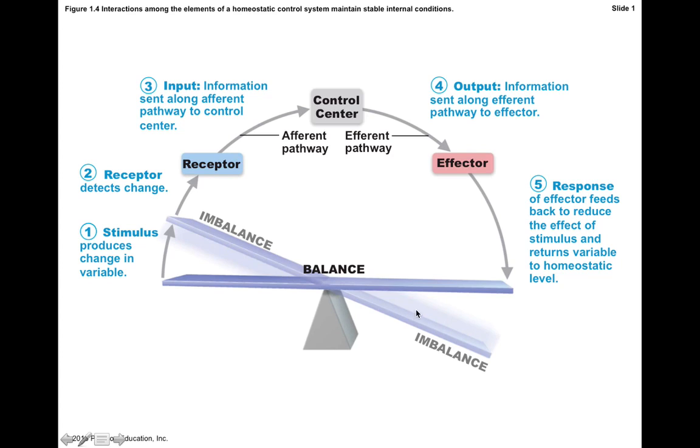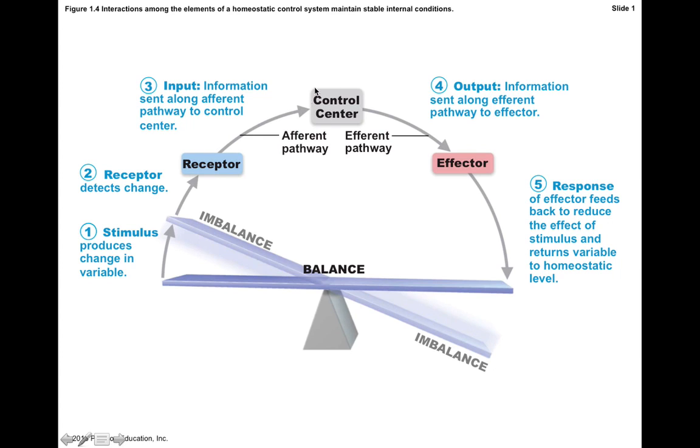So just to summarize this process, remember, feedback mechanisms require three essential components. We got a receptor, control center, and effector. Receptors are the things that detect changes, and they pick up information, which is a stimulus. And then receptors send information to a control center, but they do this through what we call an afferent pathway. An afferent pathway means just bringing information towards the control center.